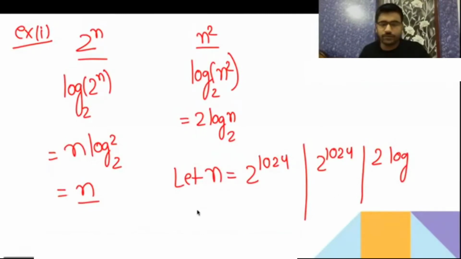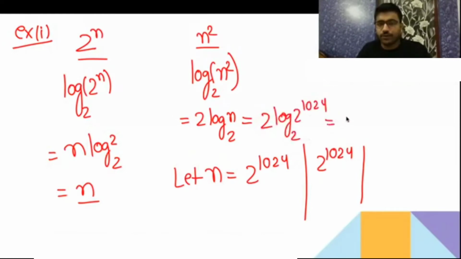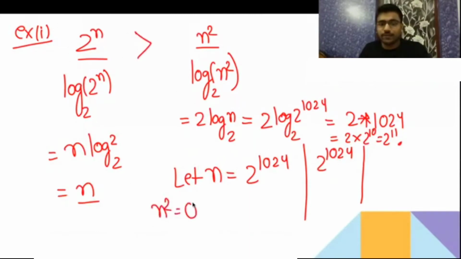So I need to go to the next slide, or only there you can write, right? 2 to the power log base 2 of 2 to the power 1024. So it will be 2 into 1024, and you know that 1024 is 2 to the power 10. 2 into 2 to the power 10 is 2 to the power 11. See, it is giving you 2 to the power 11, and it is giving you 2 to the power 1024. This one is bigger. So you can write n square is equal to big O of 2 to the power n. Okay, this way you can find.